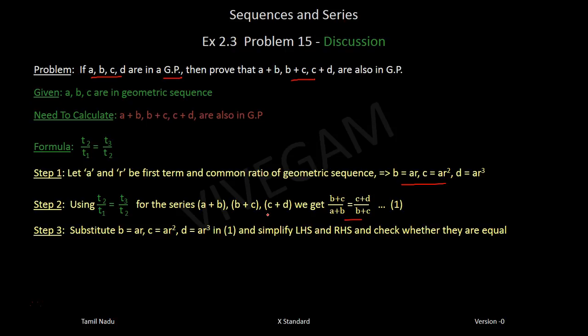Now how will you do that? Substitute B equal to AR, C equal to AR square, D equal to AR cubed and simplify the LHS and RHS and check whether they are equal. So put all these things on the left hand side, you will get something in terms of A and R. Do the same for the right hand side, you will get something in terms of A and R, and see whether they are equal. Okay. So let's do the problem.